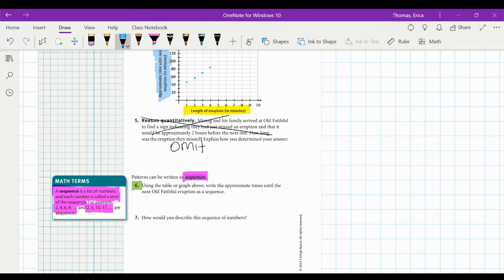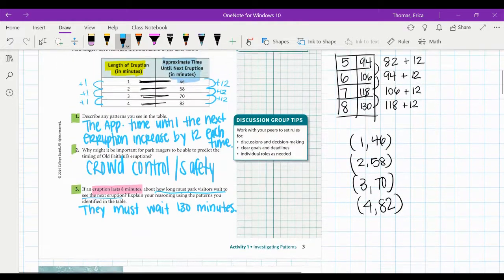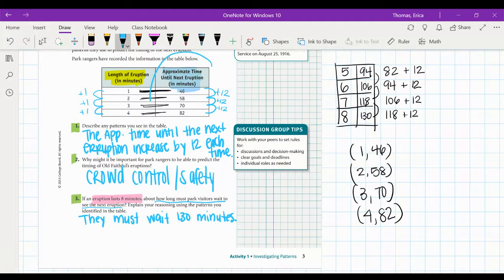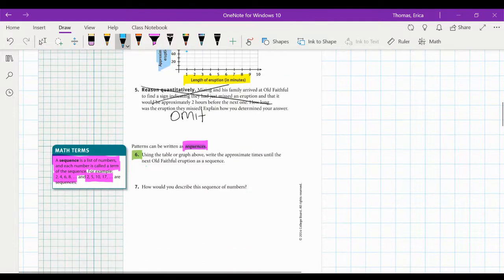Okay, so number 6 says using the table or graph above, write the approximate times until the next Old Faithful eruption as a sequence. So let's look at our table, and we want to write the approximate times until the next eruption as a sequence. That means we want to list the numbers out, placing a comma in between each term. So we're going to start off with 46, comma, 58, comma, 70, comma, 82.